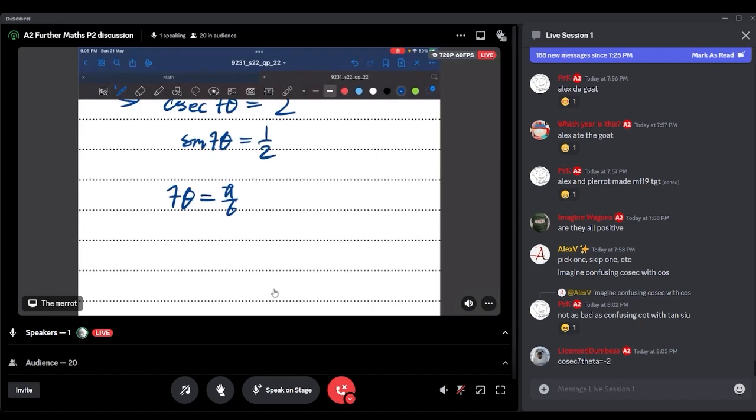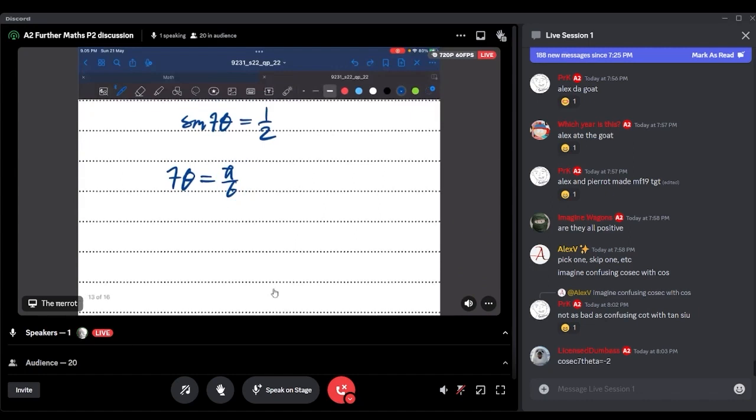So there's actually 7 theta is pi minus pi by 6. That's 5 pi over 6 right here. And don't forget, since sine is periodic by 2 pi, we have to add the multiples of 2 pi. So I should write this as, just to make it easier.